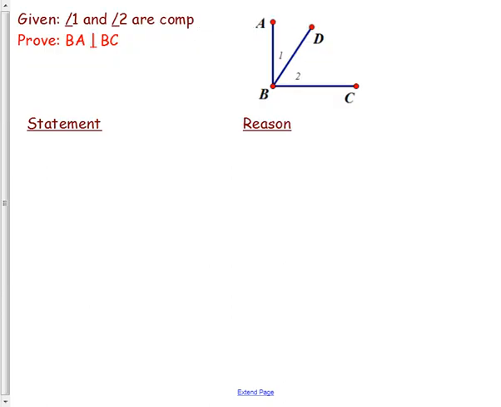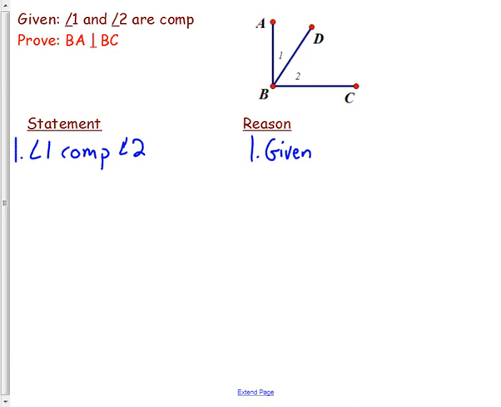Alright, so we are given a proof here. It says given angle 1 and angle 2 are complementary. So given angle 1 complementary to angle 2, we're trying to prove that the sides are perpendicular. So it's kind of the opposite of theorem 3.10. So we're trying to prove the converse of theorem 3.10, if you will.